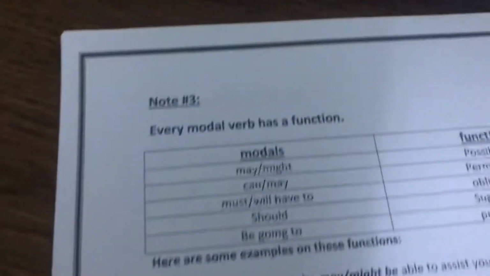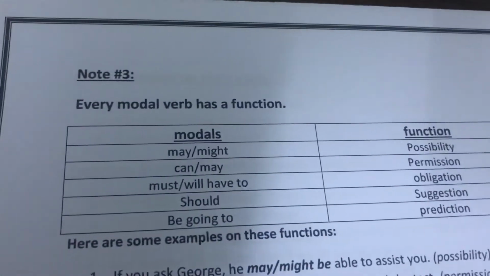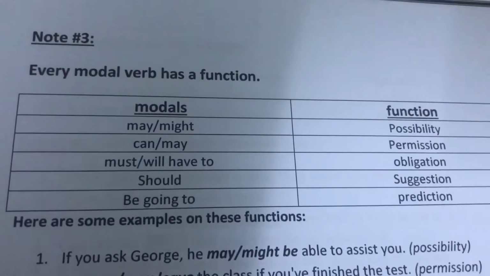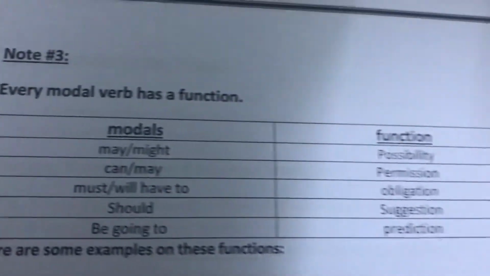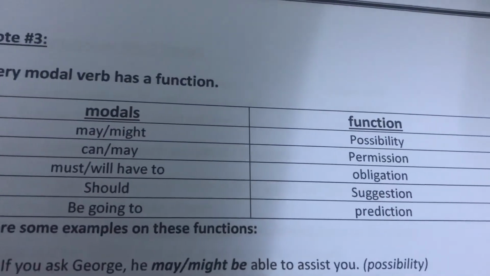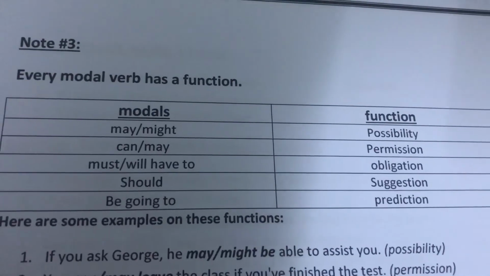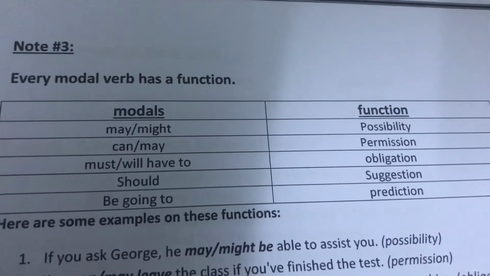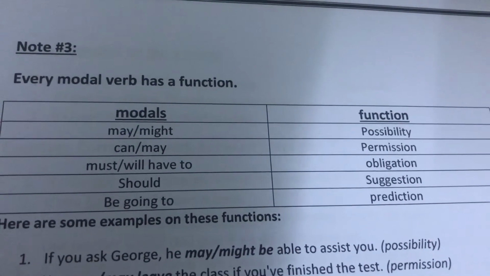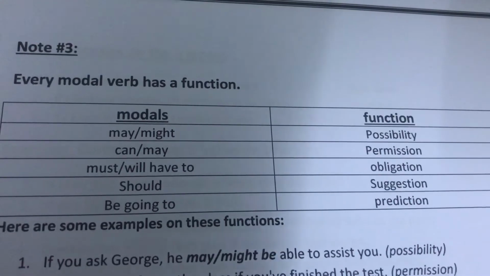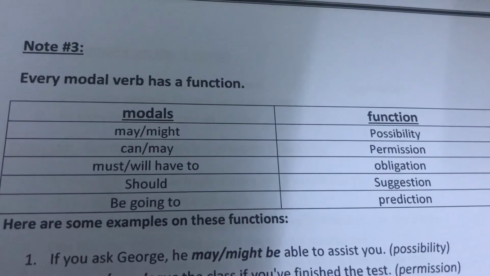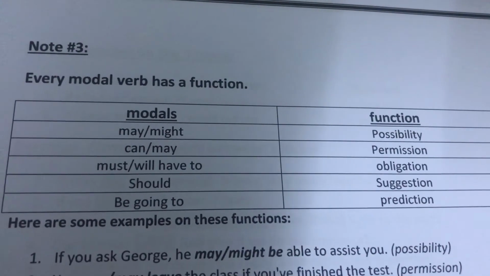Regarding modals, we have note 3, which talks about modals. Every modal verb has a specific function. When we say may or might, it means possibility. If I say can or may, it's permission. Must or will have to is obligation. Should gives the meaning of suggestion. And be going to is prediction.